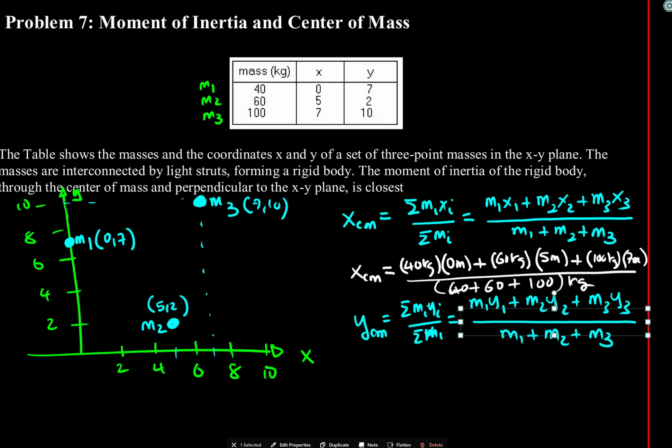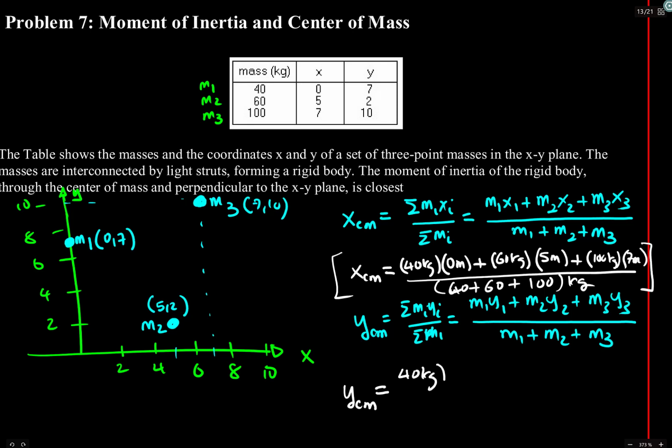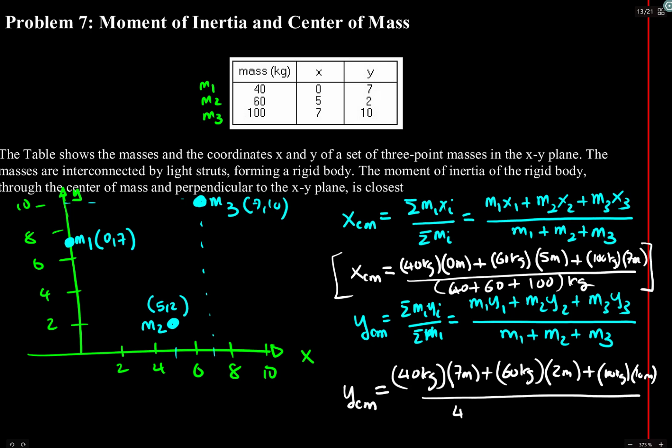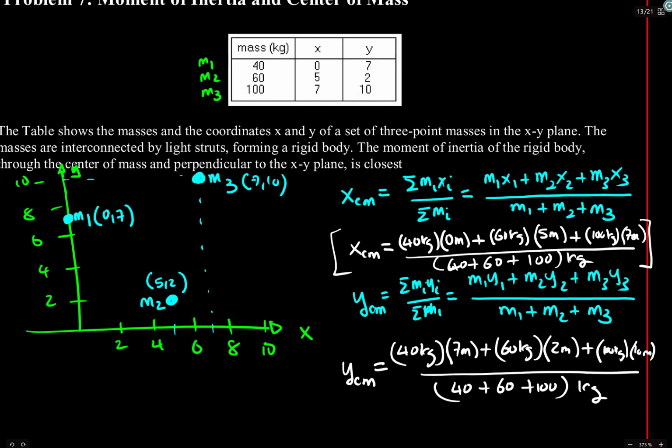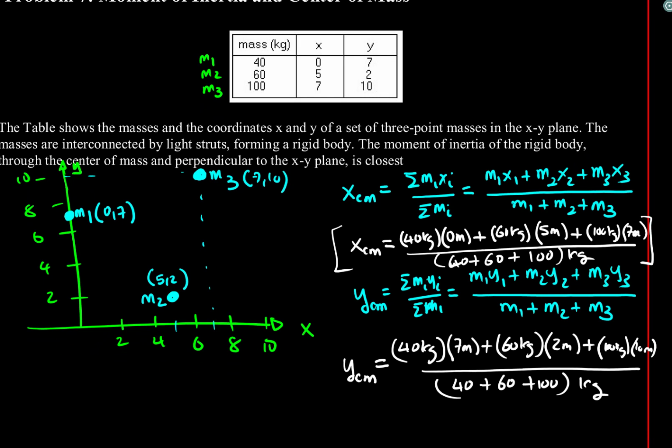And so calculate this expression and put in the value in the response sheet that you will submit in class. Similarly, YCM will be equal to 40 kilograms multiplied by 7 meters plus 60 kilograms multiplied by 2 meters plus 100 kilograms multiplied by 10 meters, all divided by 40 plus 60 plus 100 kilograms. Now, as usual, calculate this value with your calculator and give me the value in class. Now, this gives you the coordinates of the center of mass.